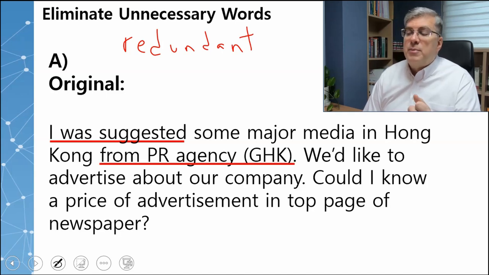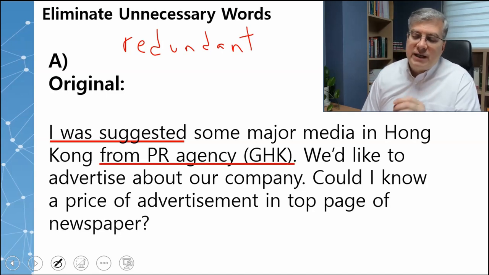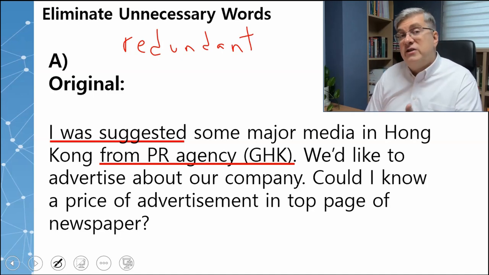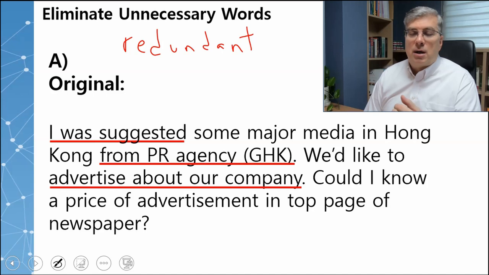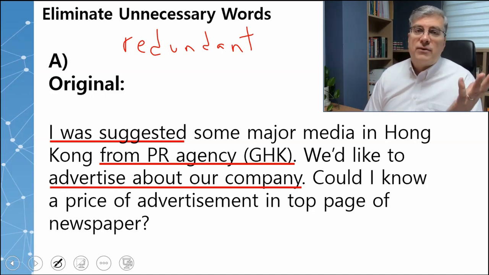The next one is "from PR agency." Now, you should start the sentence with them. "The PR agency GHK suggested that we advertise in your newspaper" would be proper English. Not "I was suggested by them" or "from them." That's not correct. Okay. Next, "advertise about our company." That is redundant. "Advertise about our company," get rid of "about."